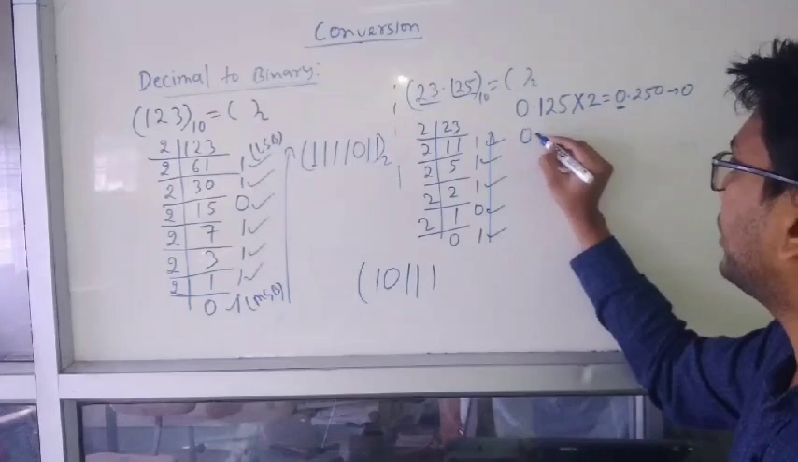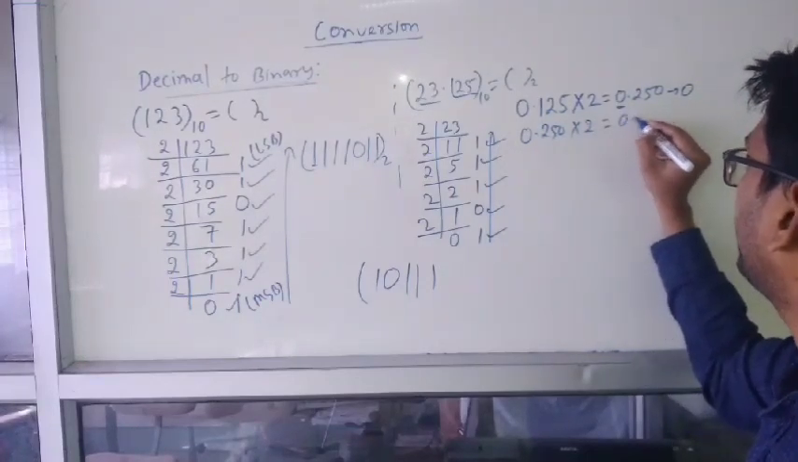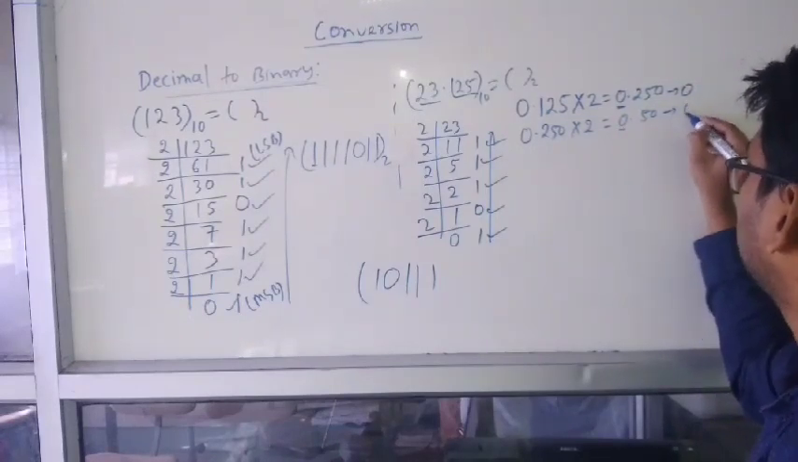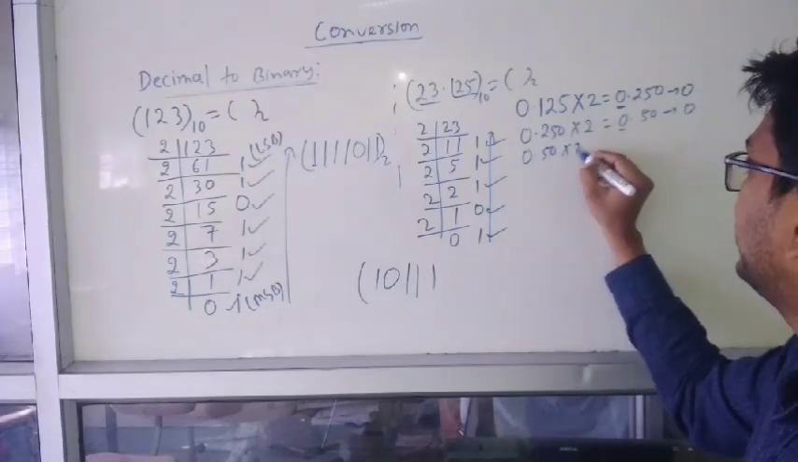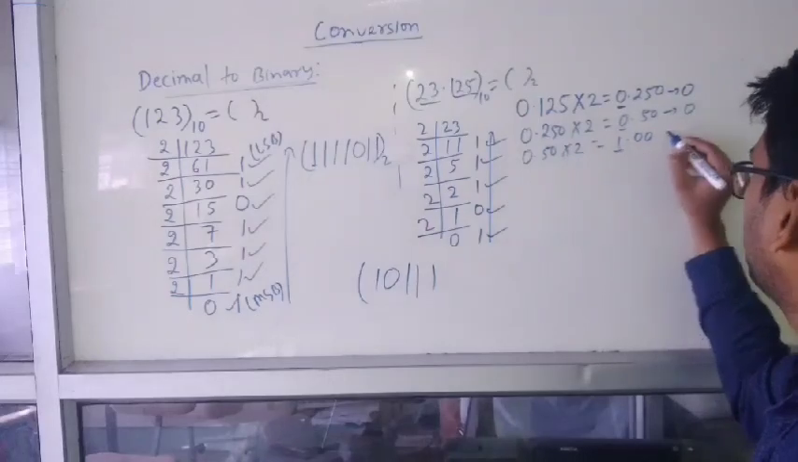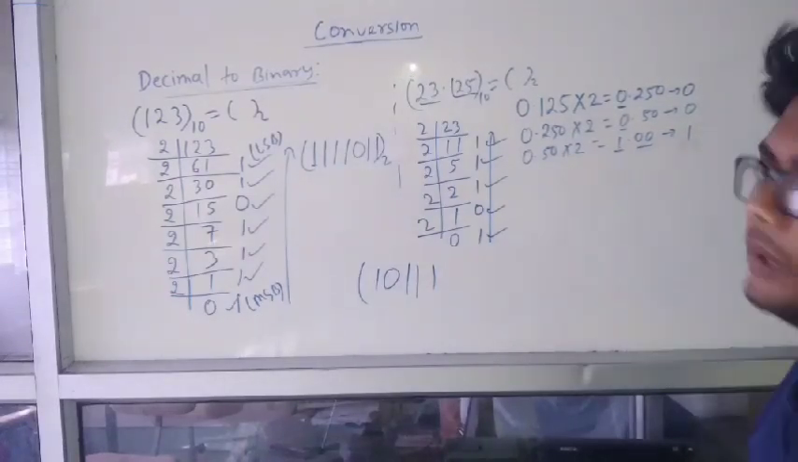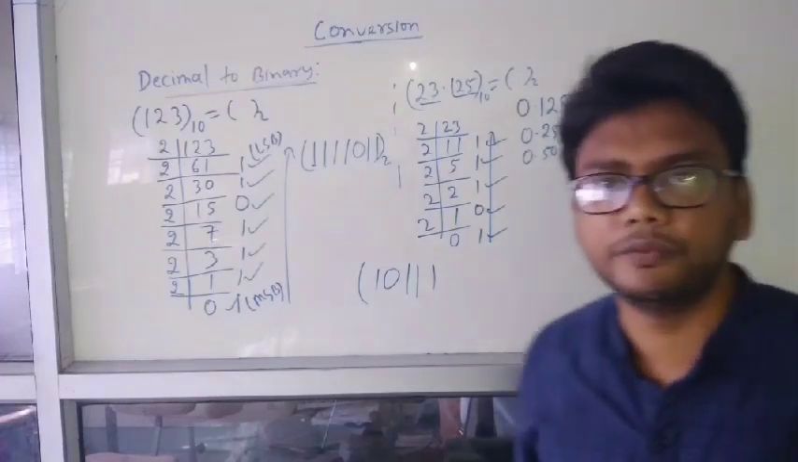Next we will take 0.250 multiplied by 2, the answer will be 0.50. So again the integer value comes, which is 0. Next we have 0.50 multiplied by 2, that will be 1.00. So this time the answer will be 1. And next we have 0, if we multiply it by 2, it will again come 0. So there is no need to solve further.